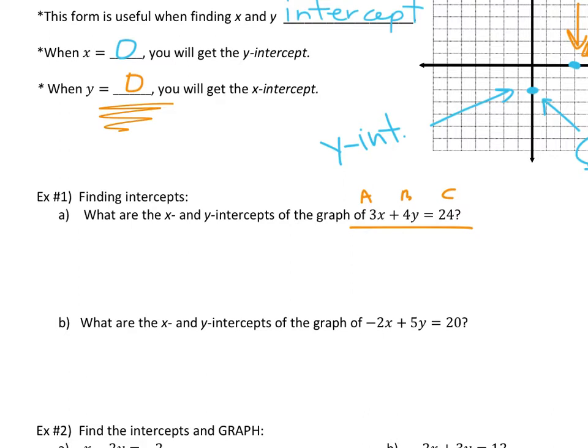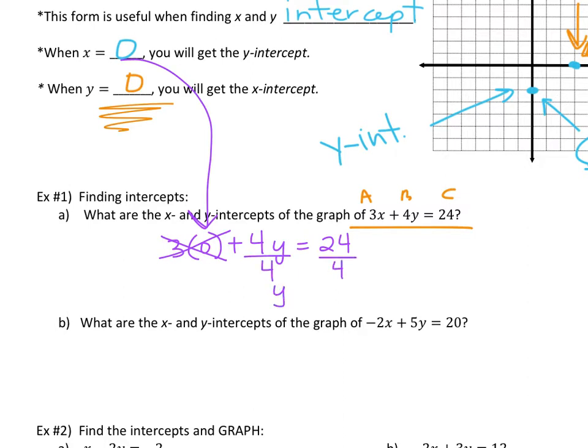So think about it this way. If I plug in 0 for my x value, 3 times 0 plus 4 times y equals 24. If I solve this, I'm finding my y-intercept, right? Because my x value is 0. So if we solve, what's 3 times 0? 0, so that goes away. So I get 4y equals 24, and I divide by 4, and I get y equals 6. That is my y-intercept.